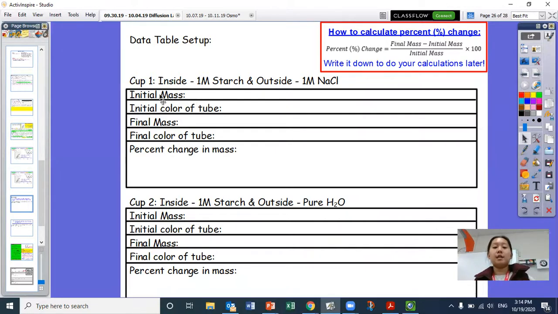Okay, so you're setting up your table like this. You want to label which cup is which. The first cup, the inside is the starch and the outside is the salt water. And then cup 2, the inside is the starch and the outside is the pure water. You just want to put your data table under whichever diagram that you actually drew. It doesn't matter what cup number you have. I just want you to make sure that you have it under the correct diagram that you drew, so the one that has salt water versus the one that has pure water.